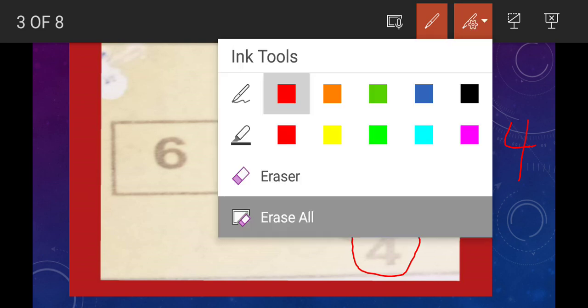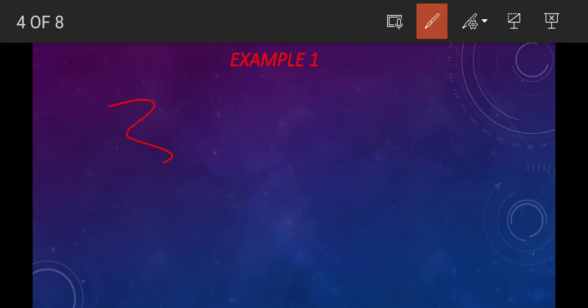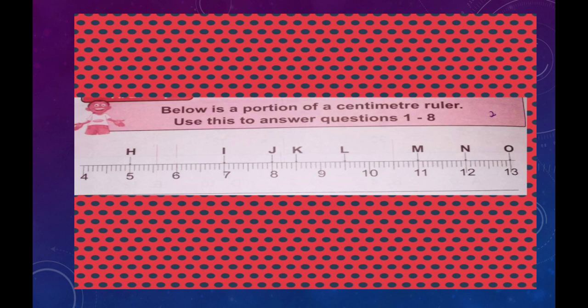Let's proceed to our demonstration board. We have it as 36 divided by 9, which is equal to 4. That's that for example 1. Let's proceed to example 2.